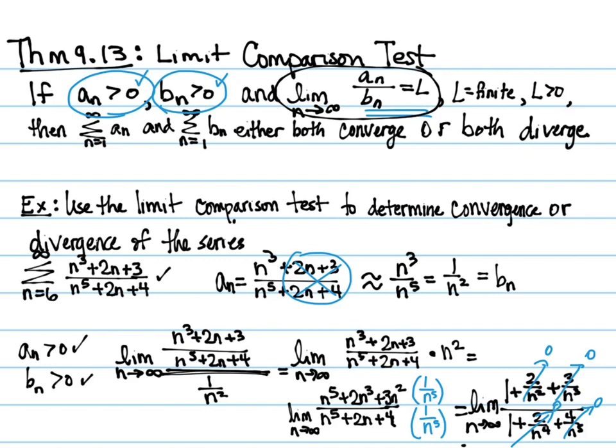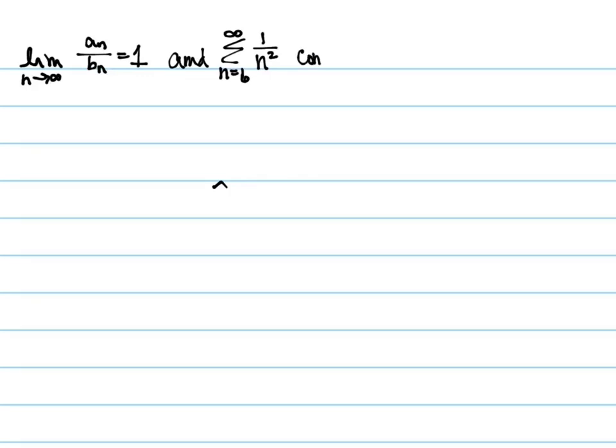Lots of zeros everywhere. So there's that 1 that you saw there. So this limit is 1. So the limit as n goes to infinity of a sub n over b sub n is equal to 1. And we know that the summation from n equals 6 to infinity of 1 over n squared, we'll use 6 just because the problem starts at 6, does what? Does this converge or diverge? It converges. Do you remember why?